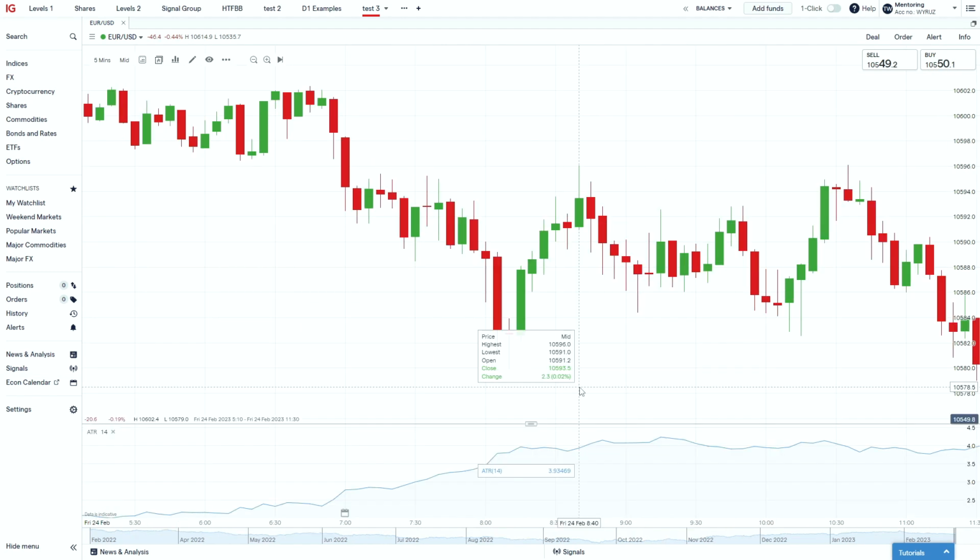So another use of the ATR is to help us set a stop loss. And this is more of just a general rule that traders use. But if we're struggling to find a stop loss location, one rule that I know a lot of traders will use is to take a multiple of the ATR from our entry point as our stop loss distance.